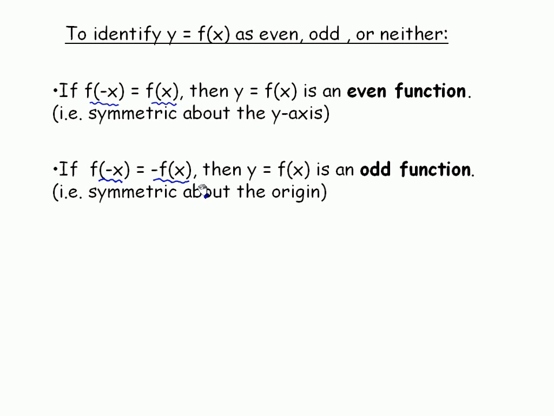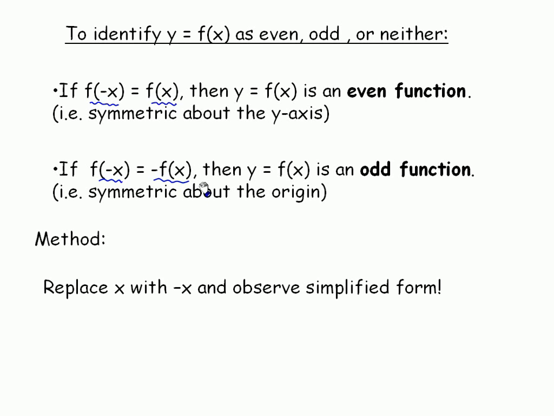Now that may not be perfectly clear, but the method would go like this. You replace x with negative x into the function, and then you observe the simplified form. And if after the replacement it's still equal to the original, then we say it's even. If you get a negative version of the original, that is just a factor of -1 multiplied by it, then we say it's odd. And if it's not one of those two things, then it's neither even nor odd.